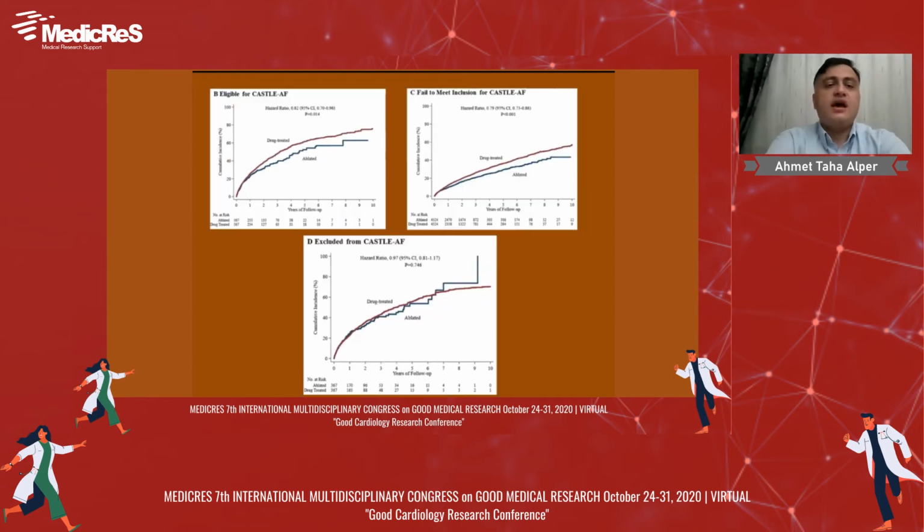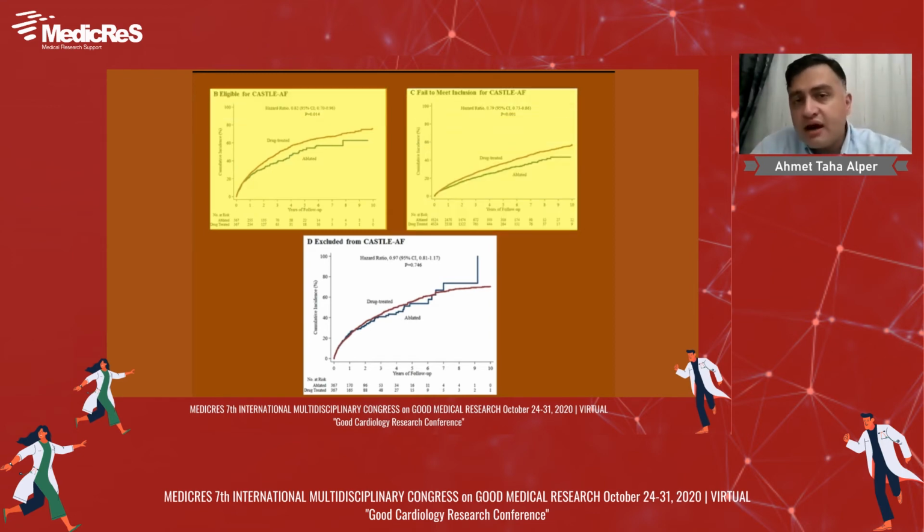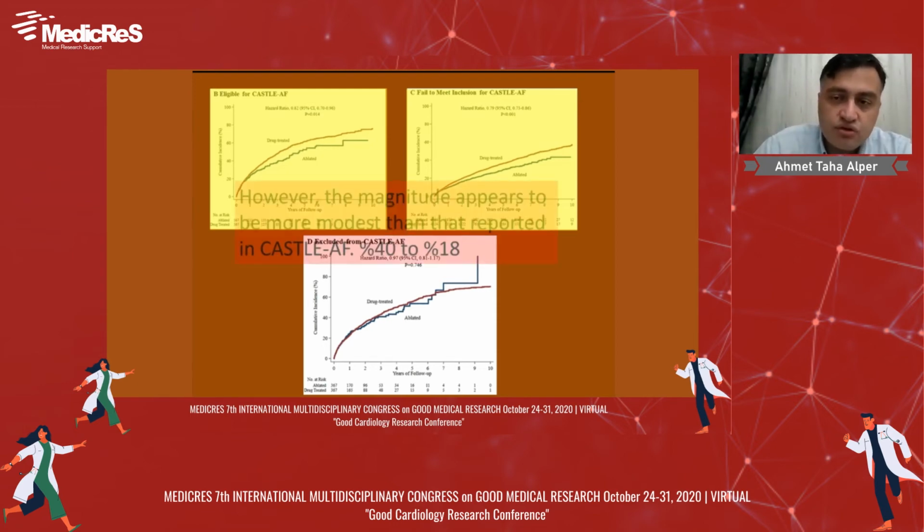And they showed that ablation was associated with a lower risk of the primary outcome in both the eligible group and also the group that failed to meet the inclusion criteria. So this trial encouraged us about the CASTLE-AF results. However, the magnitude appears to be more modest than reported in CASTLE-AF. It was 40%, but in this trial, it was only 18. So we may say that we may not see such impressive results of the CASTLE-AF trial in our real life.